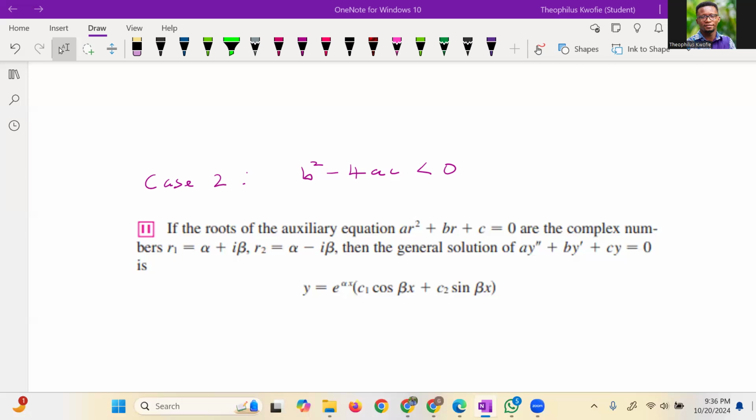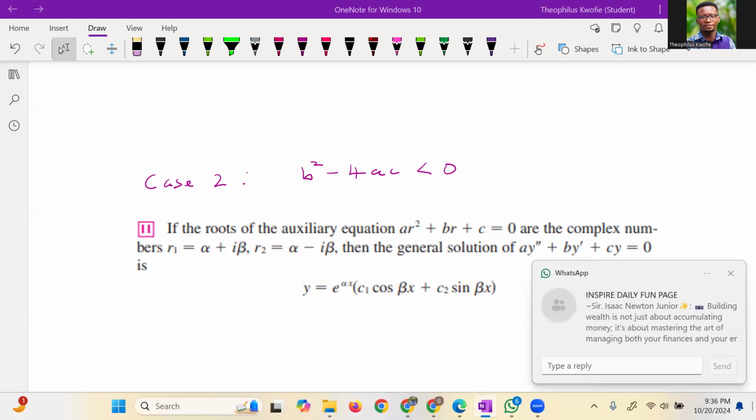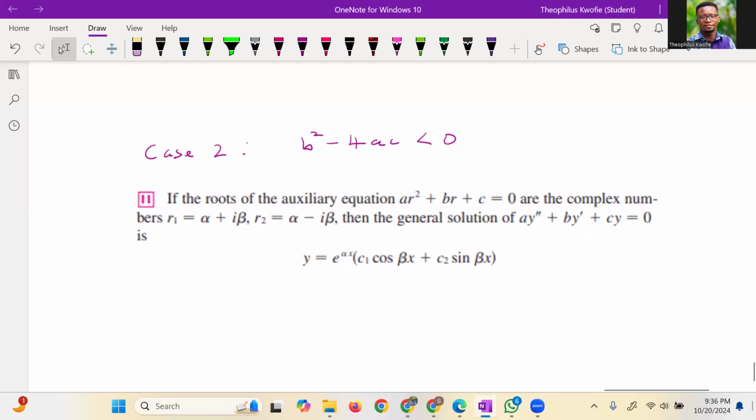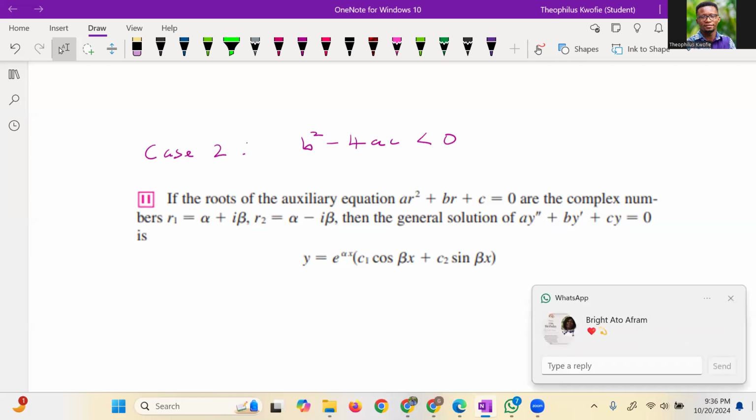Now, in such a situation, we confidently point out that the roots R1 and R2 of the auxiliary equation, or the characteristic equation, are complex numbers. So this theorem says that if the roots of the auxiliary equation are complex numbers, with R1 and R2 defined as that, then we have the general solution of the ODE as such.